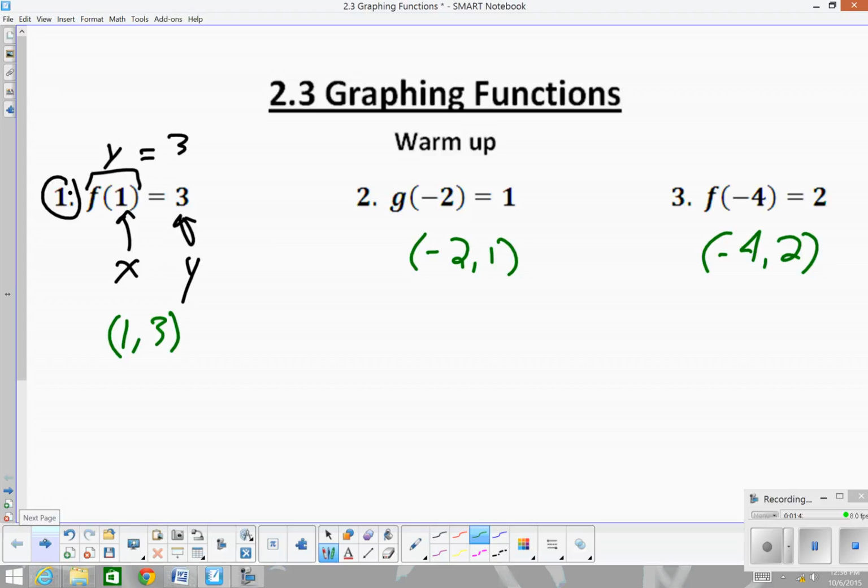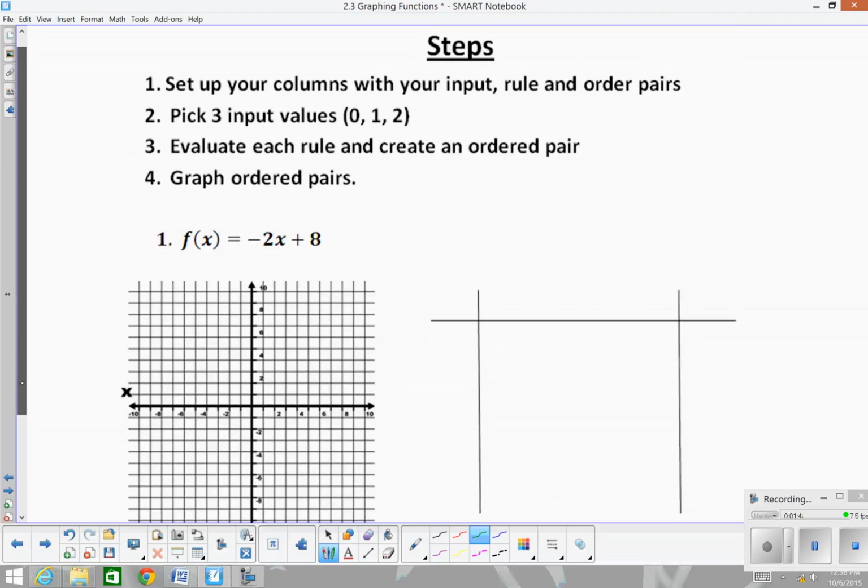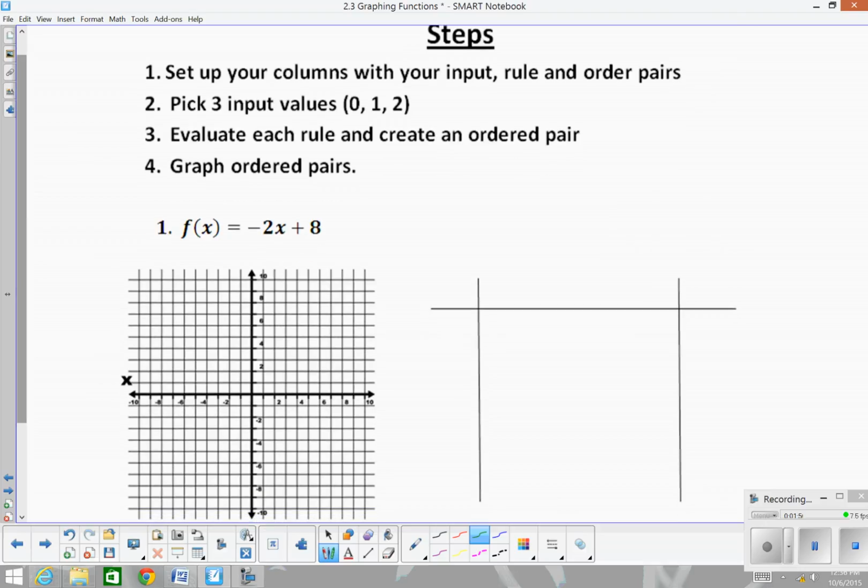All right, cool. Now what we're going to do is we need to get to those ordered pairs. We're going to get to those ordered pairs by an input-output chart. So I have a function here, and I want to graph it. I have a couple of simple steps. So first, we're going to set up our columns. Set up columns for an input-output chart with an input, a rule, and an ordered pair.